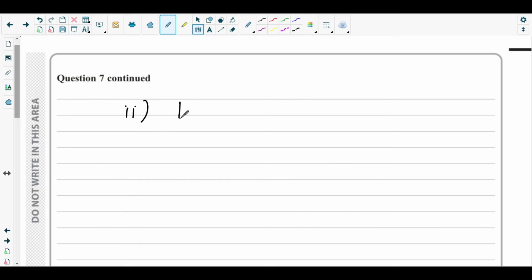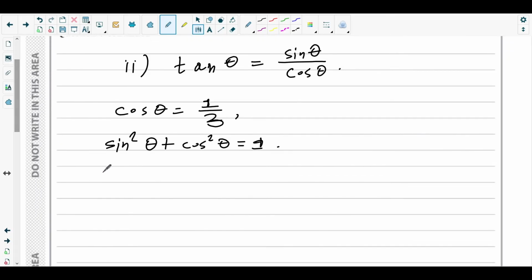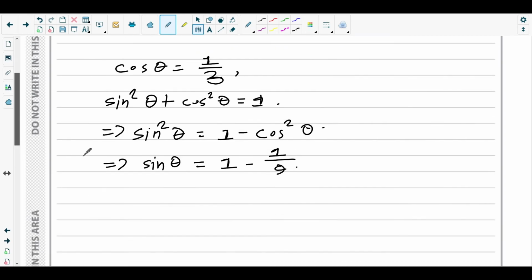We know that tan theta equals sine theta over cos theta. We know the value for cos theta, it is 1/3. To find sine theta, we know that sine squared theta plus cos squared theta equals 1. So sine squared theta would be 1 minus cos squared theta, that is 1 minus 1 over 9.